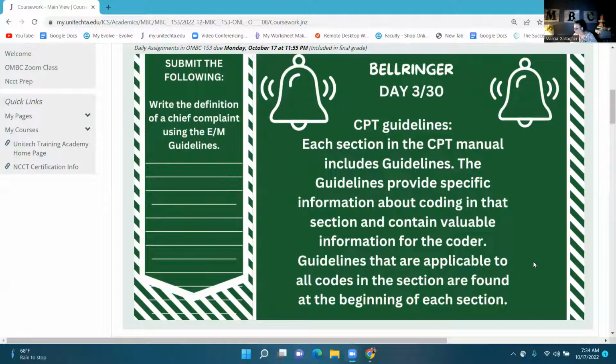Okay, so your E&M guidelines start on page 5, and they go all the way to page 18. So review these guidelines and see if you can find the definition for chief complaint. I want it to match what it says in the guidelines. I didn't look for where that was, but it is in there. And I want you to be in there looking at these guidelines. So that is your bell ringer or your question of the day.